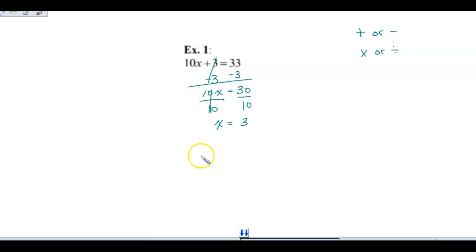And if I were to check that, I would replace the x in the equation with 3. So if I have 10 times x, we're going to replace that with 3, plus 3, and we want to know, does it equal 33? Well, 10 times 3 is 30. 30 plus 3 is 33. And does 33 equal 33? Yes, it does. So our answer checks out.